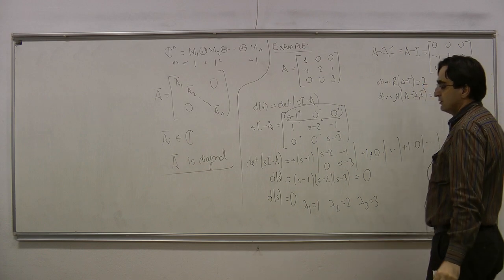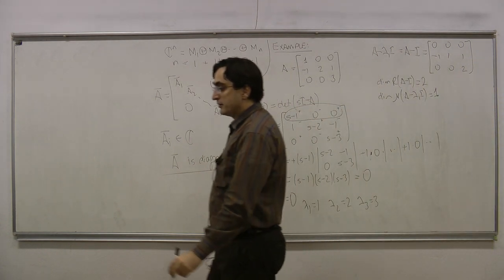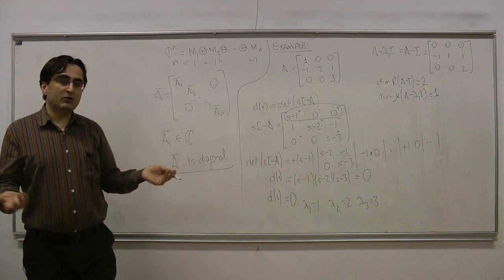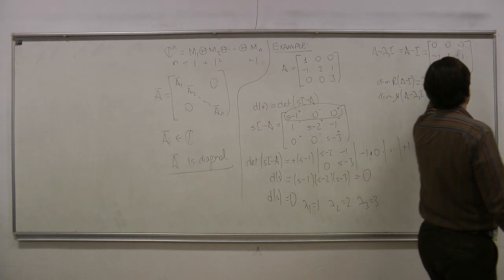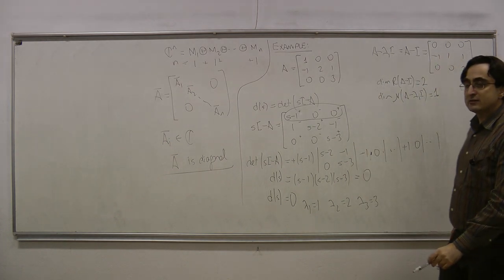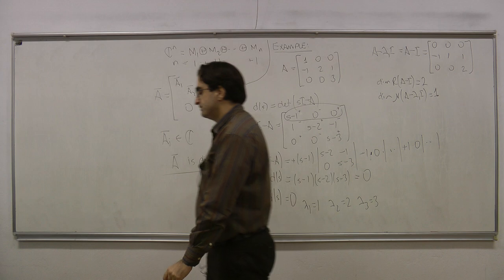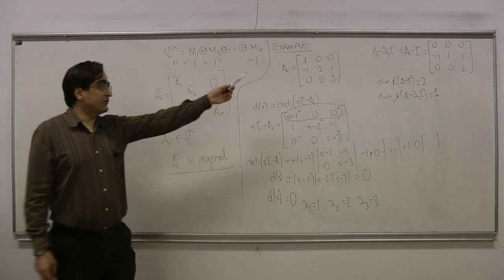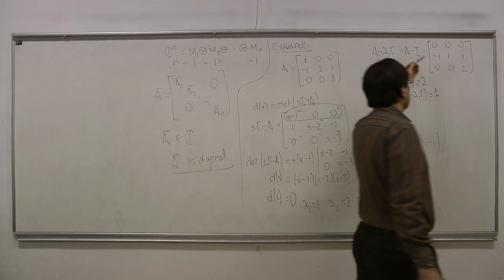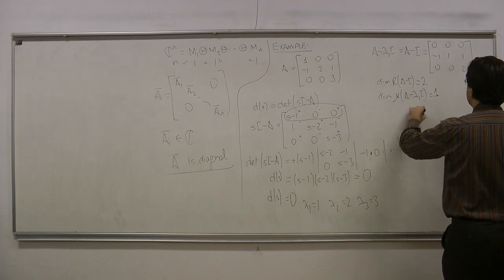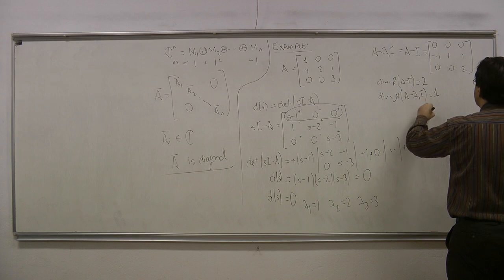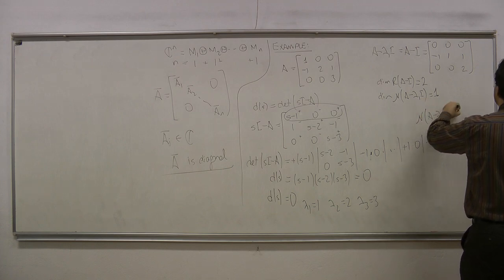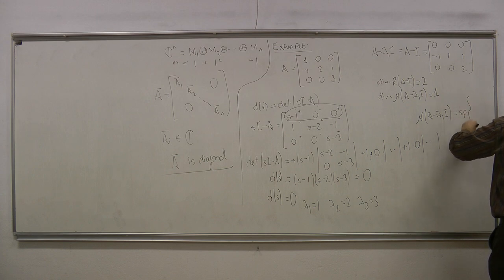It should be 1 according to the rank nullity theorem. Remember, the summation of the dimensions of the null space and range space should be equal to the number of columns, which is the domain dimension for a linear transformation. Okay? So in the null space, there is a single non-zero vector in the basis set. The null space of A minus lambda 1 identity is the span of a single non-zero vector.